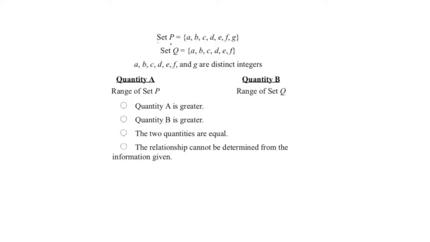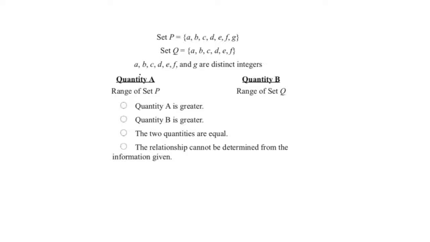Well, here's a set P of numbers symbolized by letters. Here's a set Q of numbers symbolized by very similar letters. The only difference between the two sets being that this one has the number G and this one does not. Let's consider the conditions on these two sets.